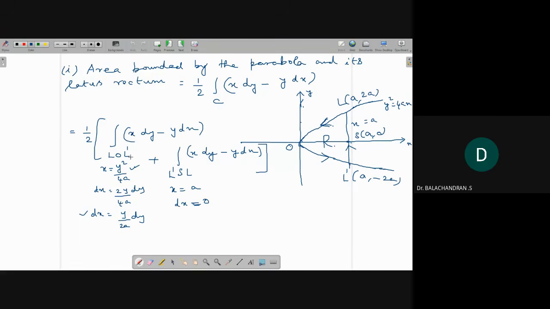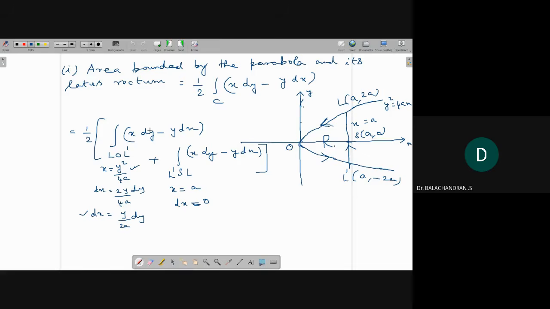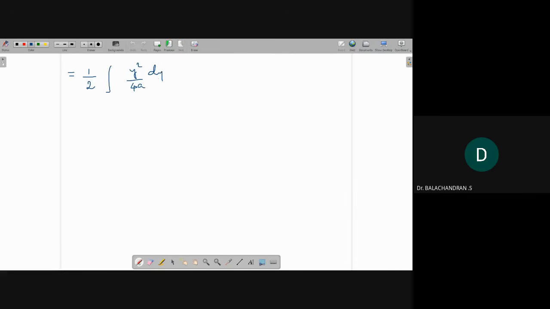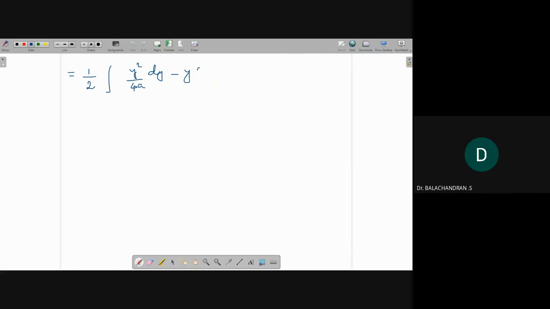What is x? x is y square by 4a, into dy. I'll write everything in terms of y, minus y. What is dx? dx is y by 2a into dy. So I think this is over.